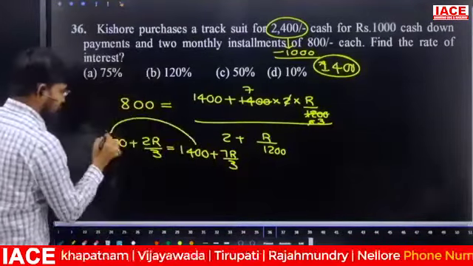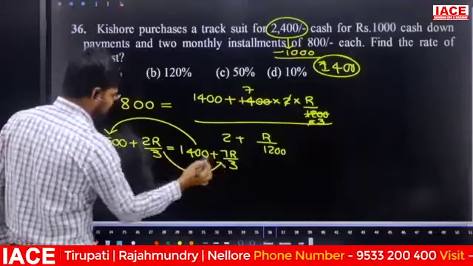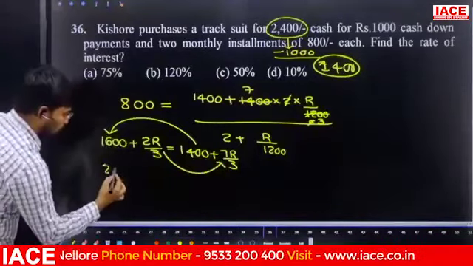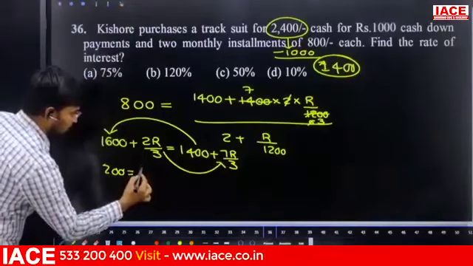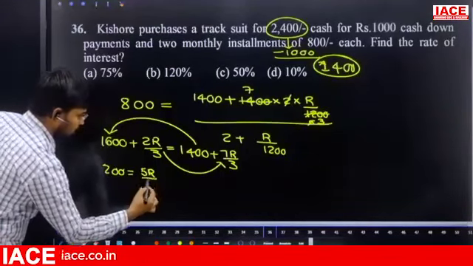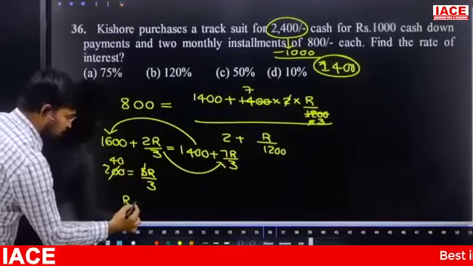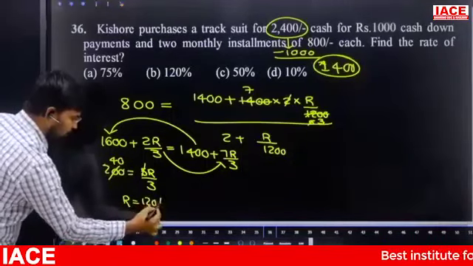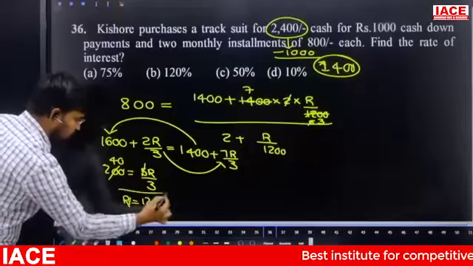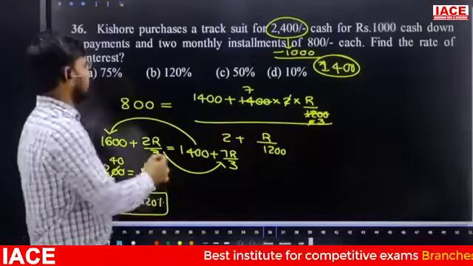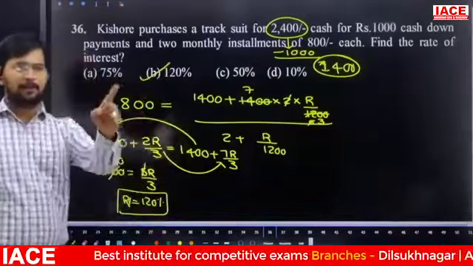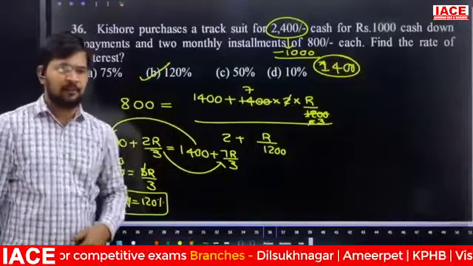This 400 comes to this side, this 2R by 3 comes to that side. So here 200 is equal to, difference is what? 5R by 3. So 5 1s are, 5 40s are. So R is equal to 120. Therefore R percentage is equal to 120%. So your rate of interest is 120%. Option B is the right answer.